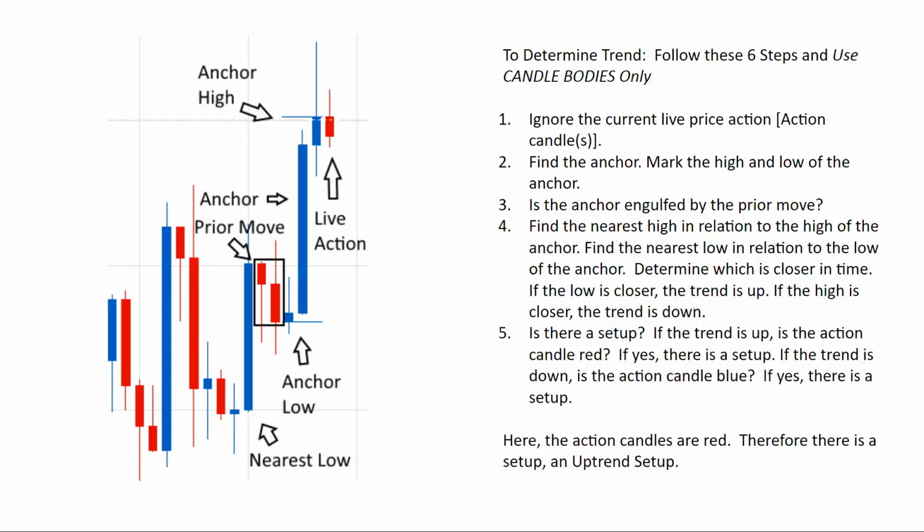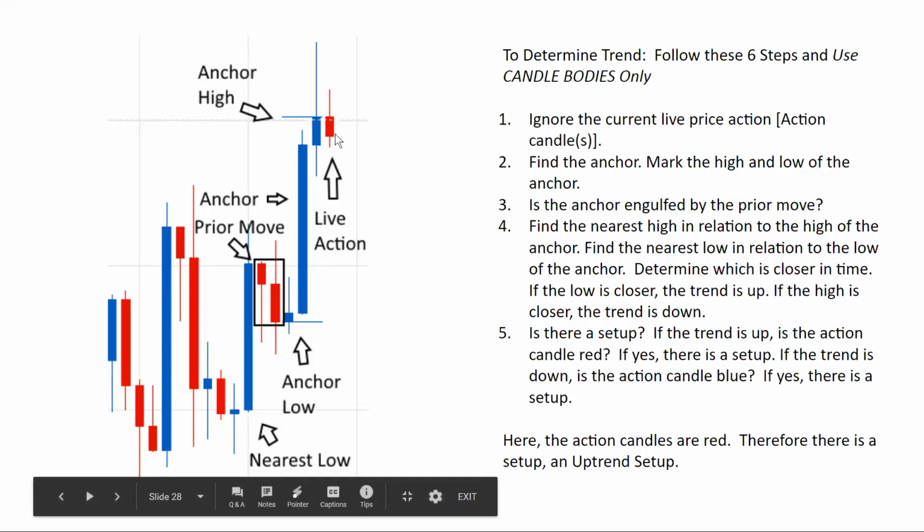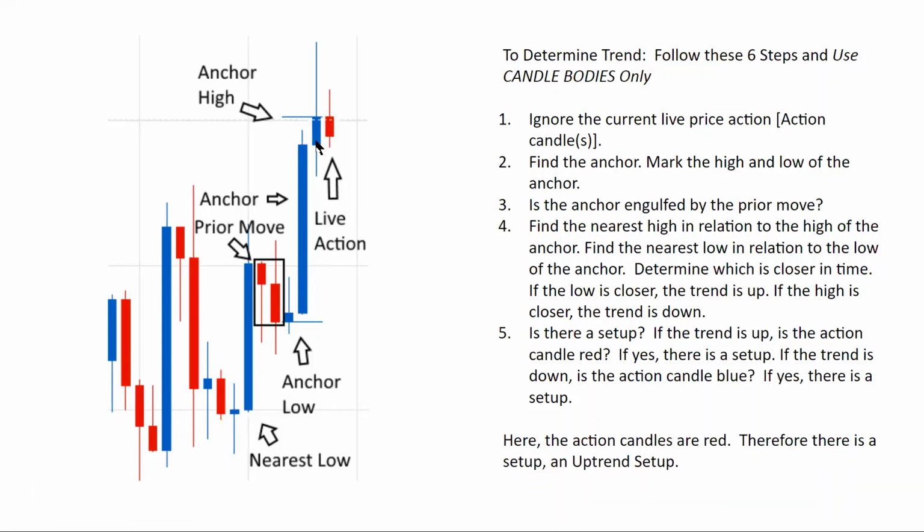So let's do this together. All right, so rule 1, ignore the current action. That's the red candle right there. Rule 2, find the anchor move or the anchor candle. In this case, it's the 3 blue ones. Now draw rail lines at the bottom and the top, ignoring the wicks.